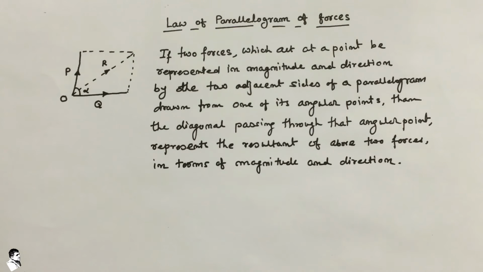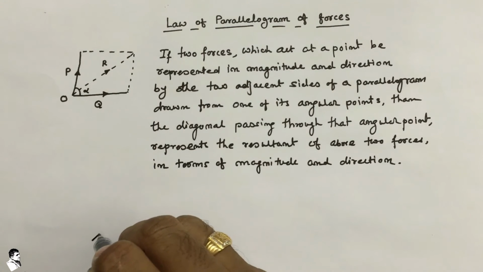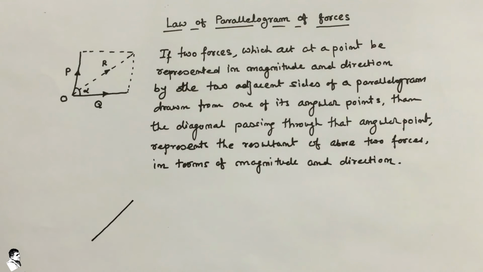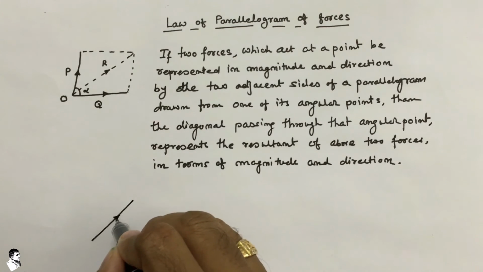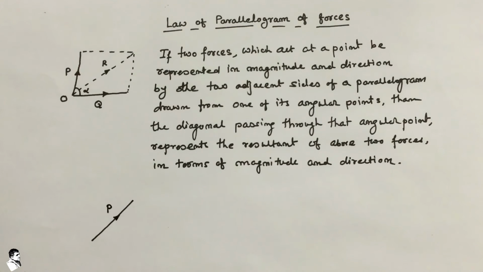Now for the proof of that, for instance, if we consider force P, let me draw one more figure here. That represents force P, and the second force, drawn in this particular direction, is force Q. So here force P is represented by OA, and force Q is represented by OB.